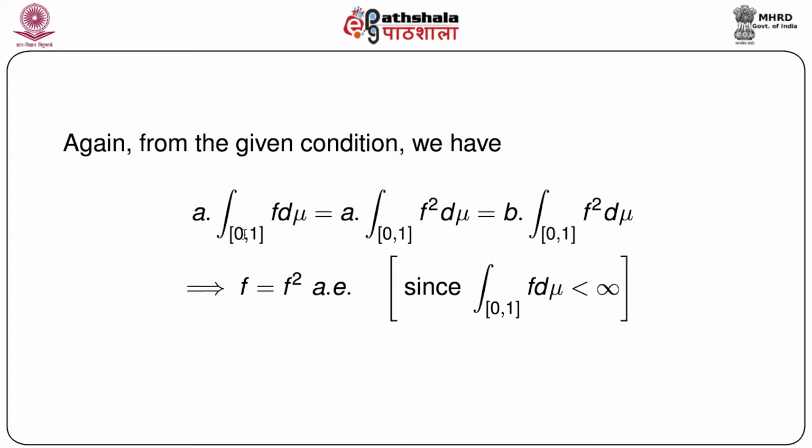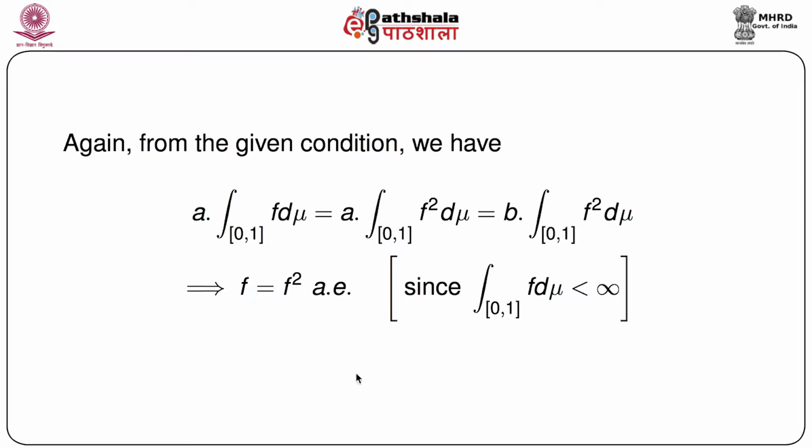What we get is that f equals f squared almost everywhere, because the integral of f dμ is less than infinity. Since the integral of f dμ is less than infinity, we can take this quantity to the left side and write a equals b. So we are left with the integral of f dμ equals the integral of f squared dμ. That means we can bring this to the left side: the integral of f minus f squared dμ equals 0, or the other way around. So this automatically means that f equals f squared almost surely.